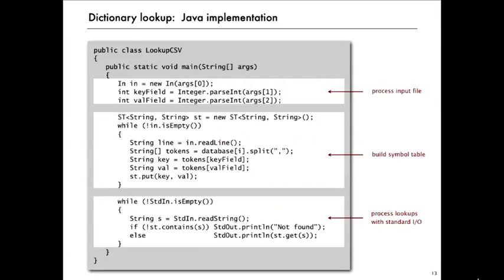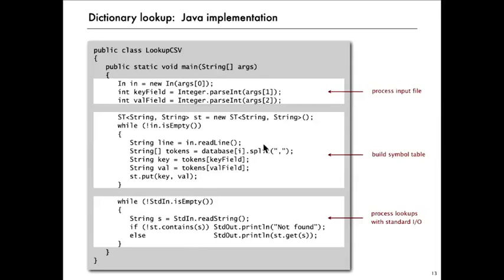And here's the implementation. There's very little to it, given the symbol table API that we've articulated and the implementations that we have. So what do we do to get lookup CSV implemented? Well, first thing is to set up the input stream from the first argument, so that's our input file. And then get the numbers of the fields, so the key and the value, and now build a symbol table that associates strings with strings.